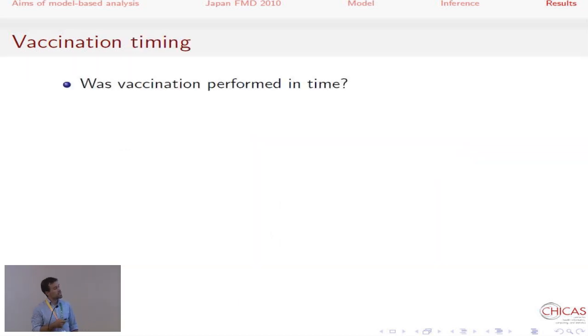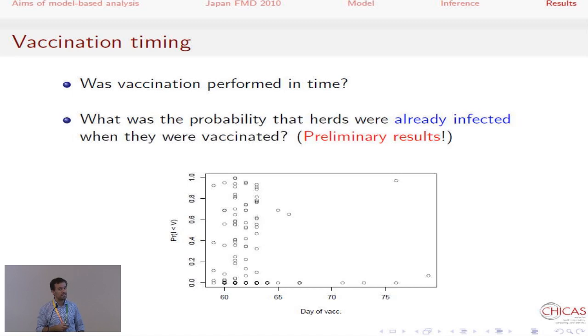Then the second question I want to ask was, was vaccine performed in time? Okay, so my model can tell me when it thinks each farm was infected, and so I can work out a probability that each vaccinated farm was actually infected at the point that it was vaccinated. Okay, now we know that about 63 farms got infected after vaccination. That's in the papers. That's fine.